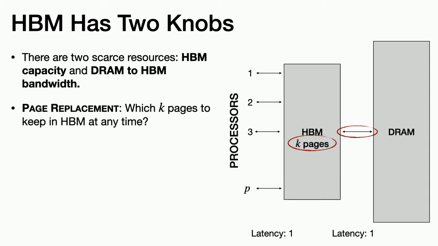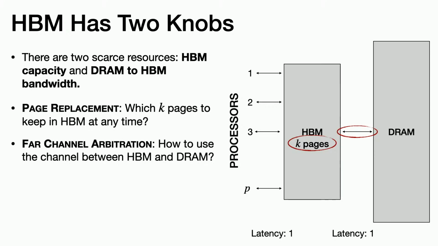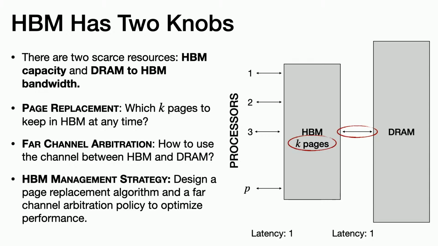So what you need to design are two policies in some sense. You want a page replacement policy, which says what K pages do I want to keep in HBM at any time. This is what you do for caches. But you also need to decide how to use this channel. If lots of pages need to be transferred from DRAM to HBM, what page should you transfer first? So an HBM management strategy needs to design both a page replacement algorithm and a far channel arbitration policy.